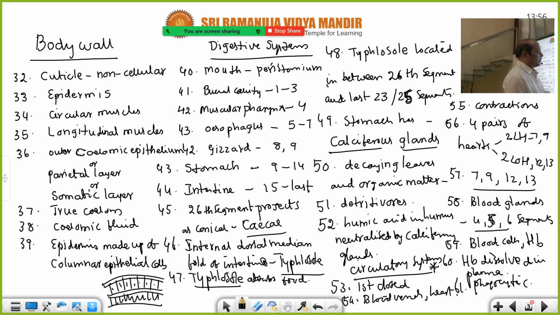Last point, the blood cells are phagocytic, means they engulf other bacteria, and disease causing germs are all eaten away by them. That's why they are phagocytes. Blood cells of earthworm are called phagocytes. 61st point.